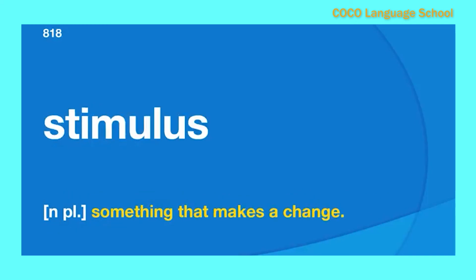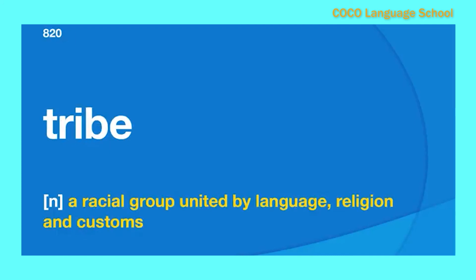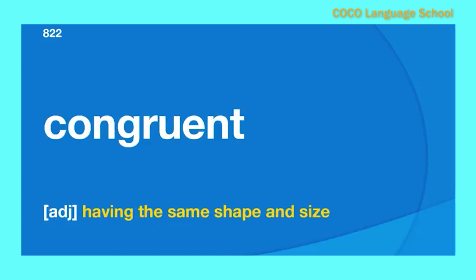Something that makes a change. Stimulus. An animal that is killed and eaten by another animal. Prey. A racial group united by language, religion and customs. Tribe. The act of closing something. Closure. Having the same shape and size. Congruent.